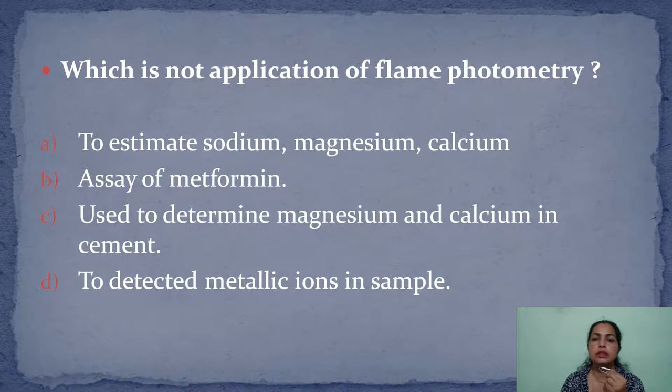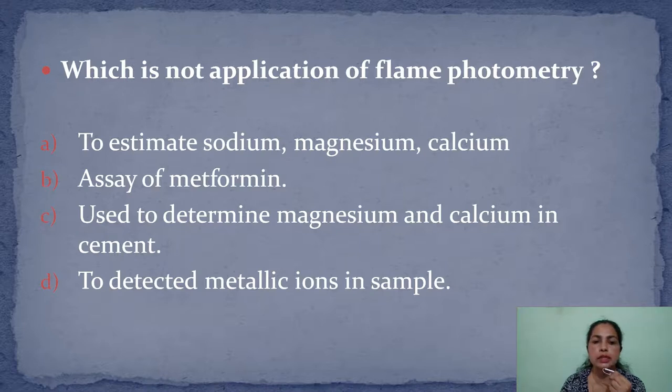Then the next question is about application of flame photometry. Which is not the application of flame photometry? If you will see here, the first option is to estimate sodium, magnesium and cadmium, calcium. So that is the right one. We can use it for flame photometry.